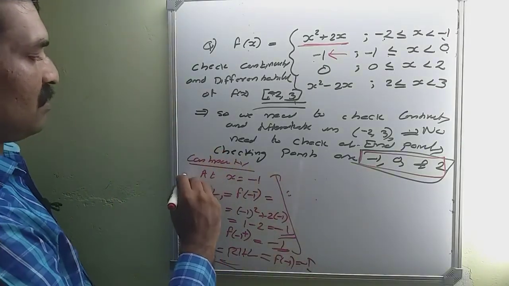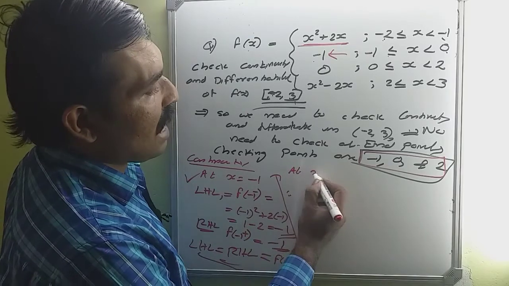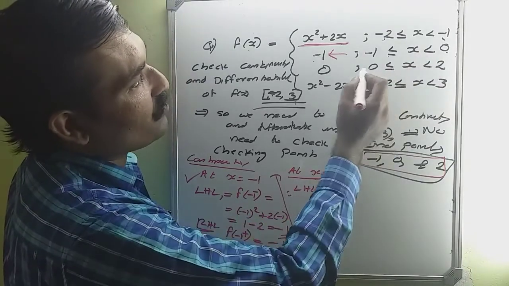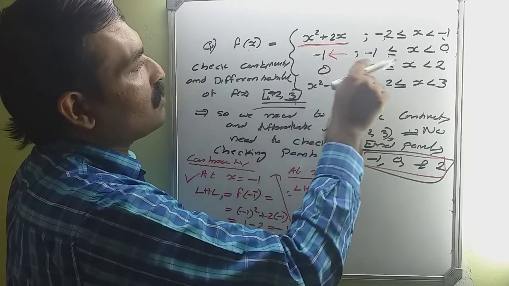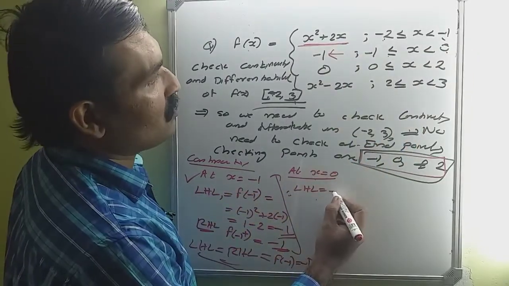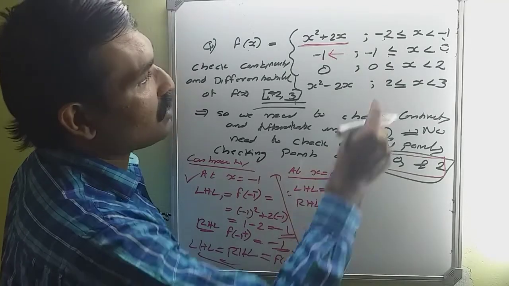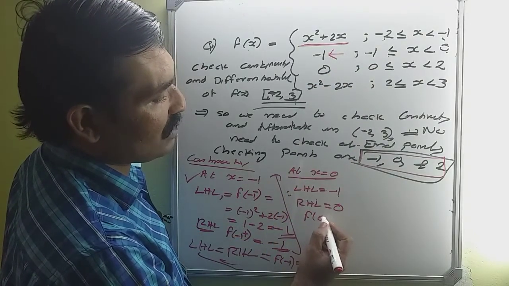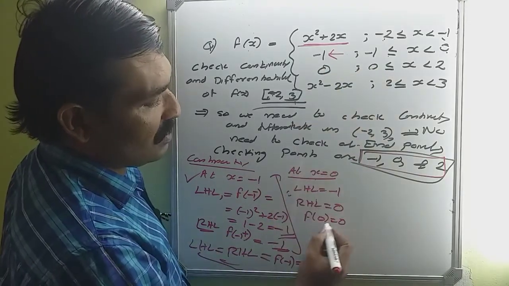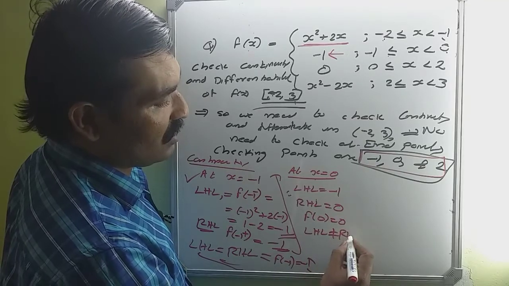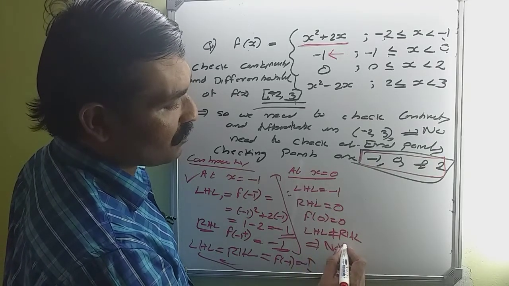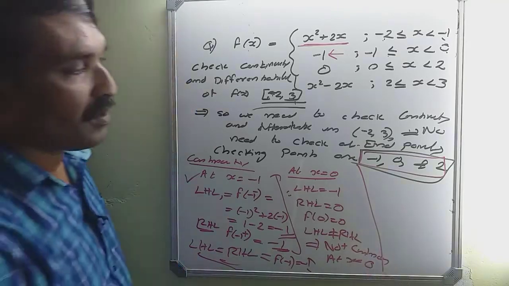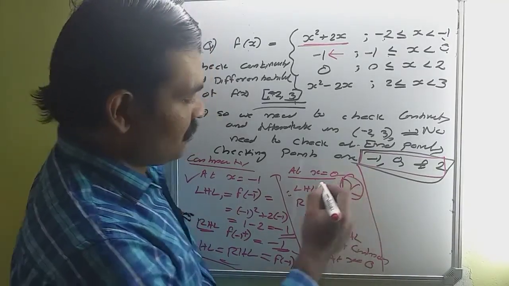Now at x is equal to 0, the left hand limit is coming under this portion, so that is equal to minus 1. And the right hand limit is equal to 0, and also f of 0 is equal to 0. LHL not equal to RHL implies not continuous at x is equal to 0. That is discontinuous. Here it is continuous.